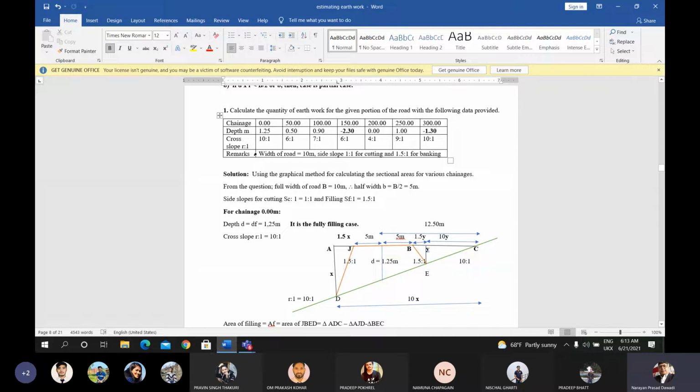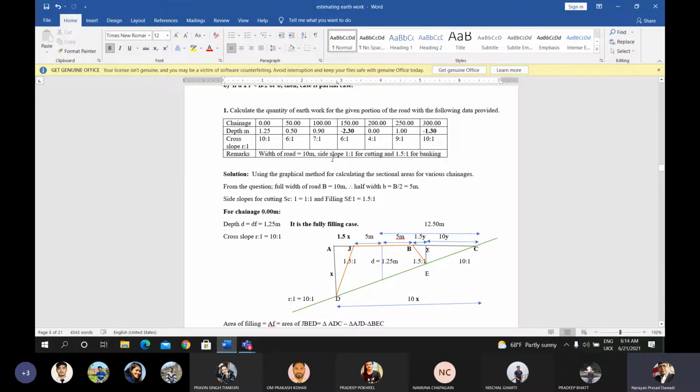For this you have to multiply the depth with the cross slope. If the value is greater than or equal to half width of the road, then that will be in fully case. If the depth is given in filling, that will be fully filling. If the depth is given in cutting, that will be fully cutting. If multiplying the depth with the cross slope gives a value less than half width of the road, that is b by 2, small b, then that road will be in the partial case of cutting and filling. In that way you can separate them.